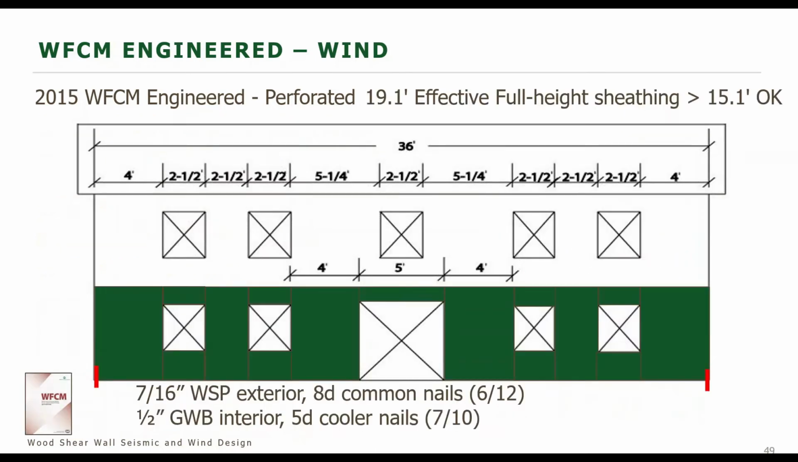So this is what our first floor shear wall would look like. Our 19.1 feet of effective full height sheathing is greater than that 15.1 feet. The exterior of the wall would be 7/16 wood structural panel with the 8D common nails. Again, the spacing is 6 inches on the edge and 12 inches in the field. The gypsum wallboard interior is attached with the 5D cooler nails at 7 inches on center at the edge and 10 inches on center in the field.